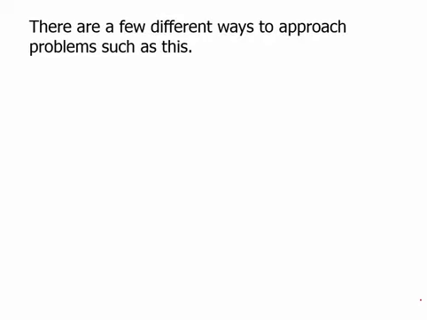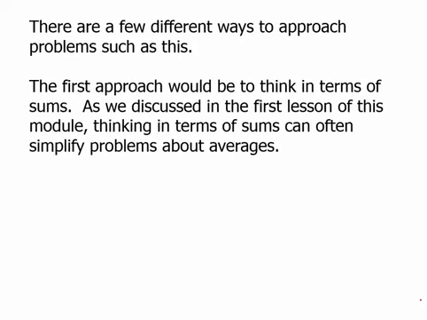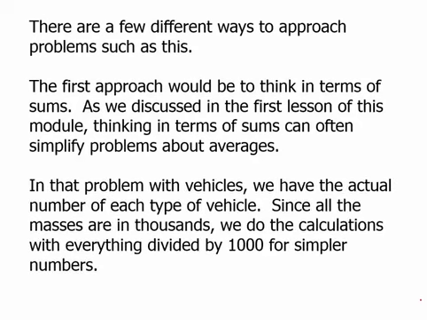There are a few different ways to approach a problem such as this. The first approach would be to think in terms of sums. As we discussed in the first lesson of this module, thinking in terms of sums can often simplify problems about averages. And it's very important to remember, we can't add averages. We usually can't average averages, but we can add sums. And if we know the sum of one group and the sum of the other group, all we have to do is add them and we'll get the sum of the whole group. And so thinking about sums is often the key to working through average problems, and that includes weighted average problems.